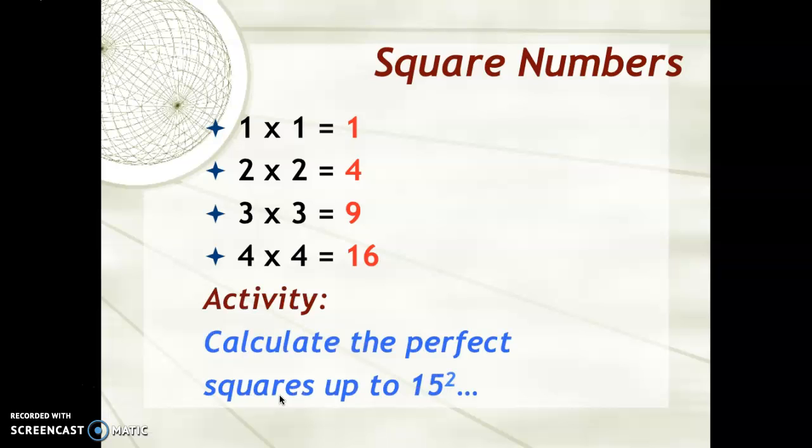So your job is to pause this video and calculate the perfect squares up to 15. What I want you to do is multiply the number by itself all the way up to 15. So we've done 1 through 4 here. I want you to do 5 times 5 and give me the perfect square for those. 6 times 6, give me the perfect square. 7 times 7, give me the perfect square. All the way up to 15.